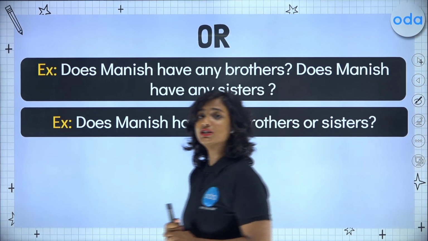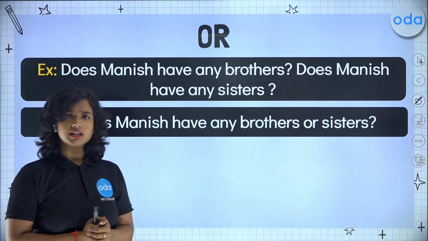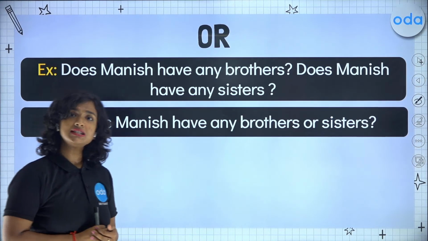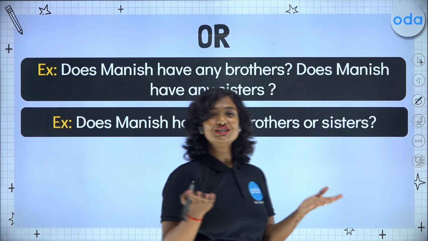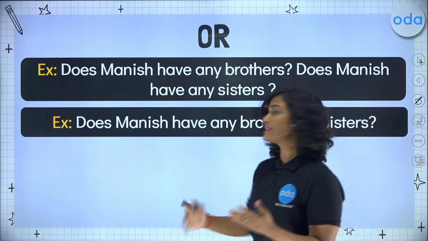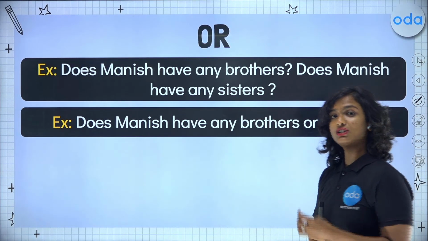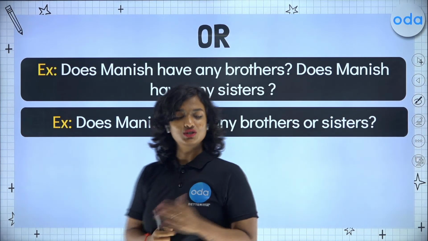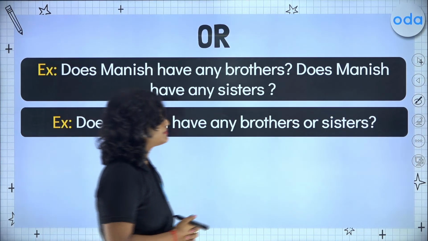Let's take an example here. Does Manish have any brothers? Does Manish have any sisters? Once again, we can use our word or to combine these two because there is a choice. Does Manish have any brothers or sisters? So you see how this makes it much easier.